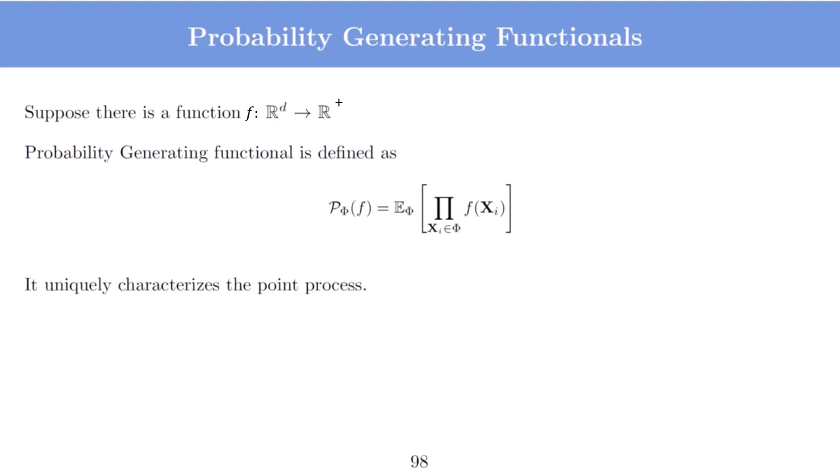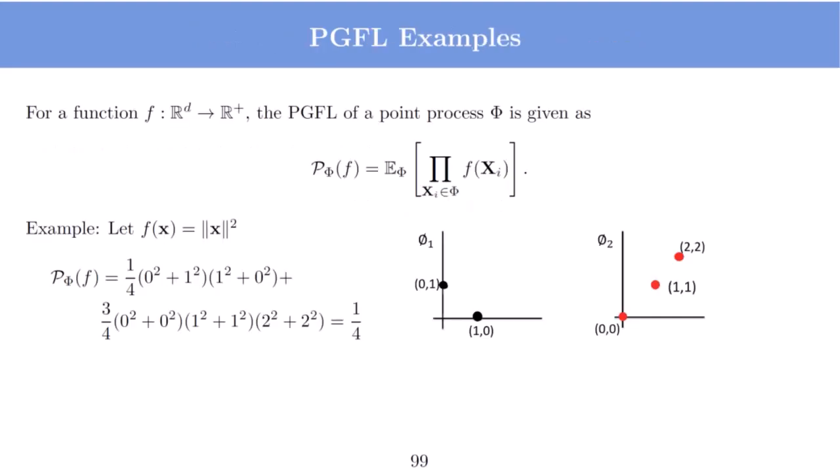Note that it is a functional because it is a function of functions. If you change the function, you will get a very different value. Now if I know this value for every function, it uniquely characterizes the point process. So two point processes, if they have the same PGFL, it means they are the same in distribution. So let us see how we can compute this.